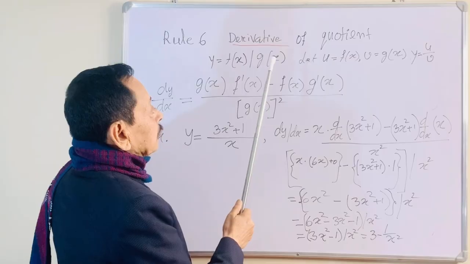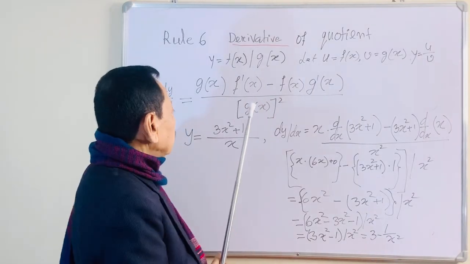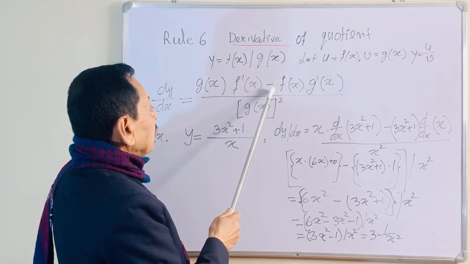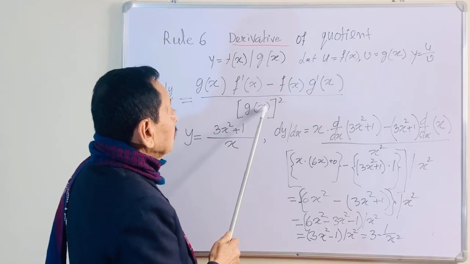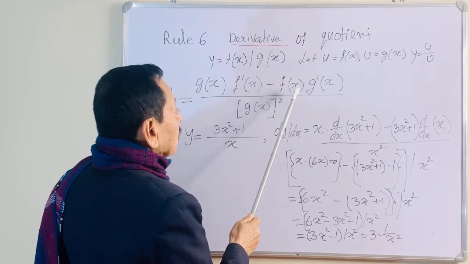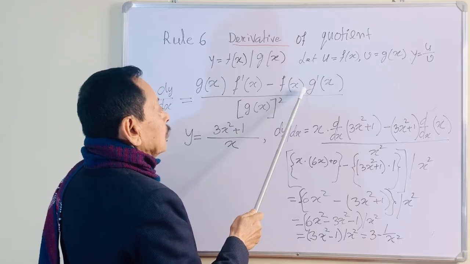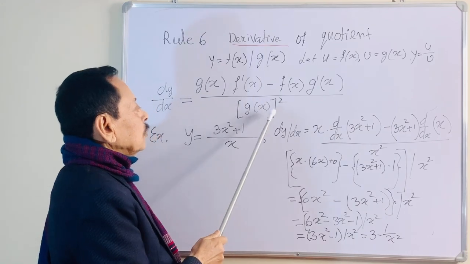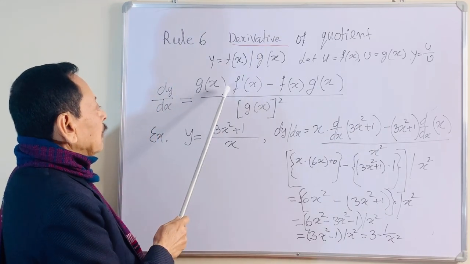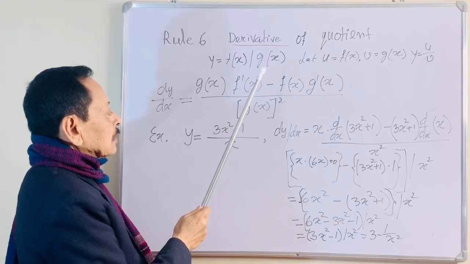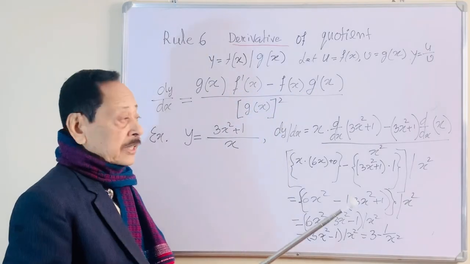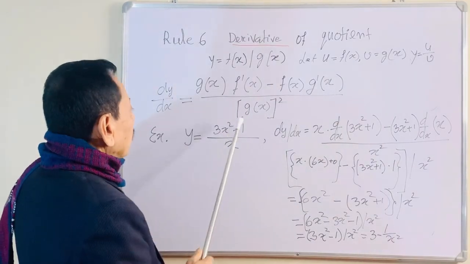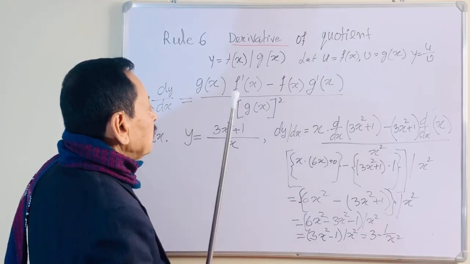If you remember, the derivative of a product was the first function multiplied by the derivative of the second plus the second function into the derivative of the first. Here it is minus, but there it is plus. But in case of a quotient, this is the formula: the second function multiplied by the derivative of the first minus the first function into the derivative of the second, divided by the square of the second function. So this is the rule that we have to remember.